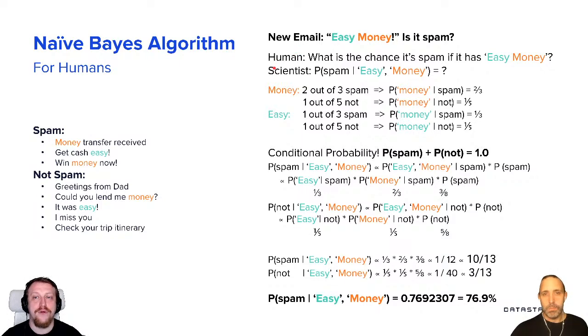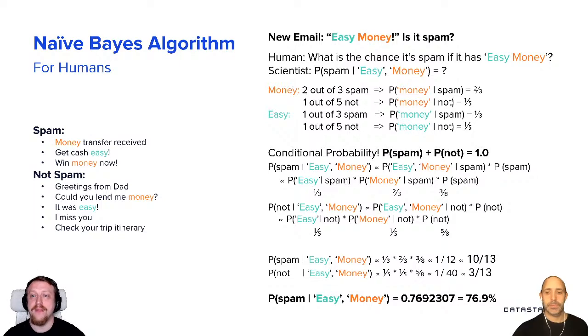As said before, how does a human say it? What is the chance it's spam if it has an easy money subject? A scientist writes it down: what's the probability it's spam given it has easy and money in the subject? We want to calculate that. Now, there are 3 probabilities we have to consider following the naive Bayes algorithm in this case.